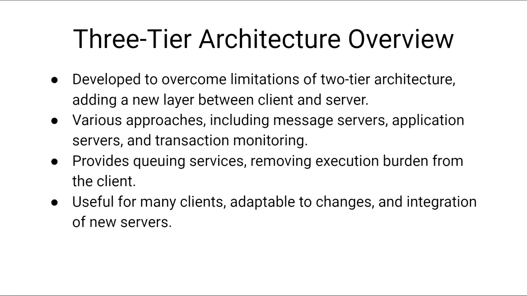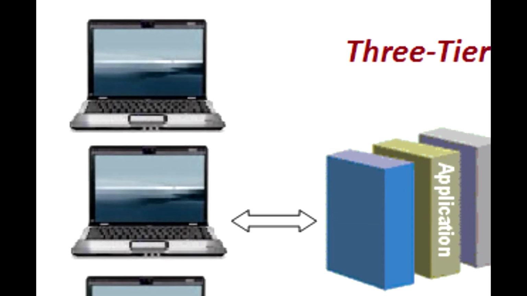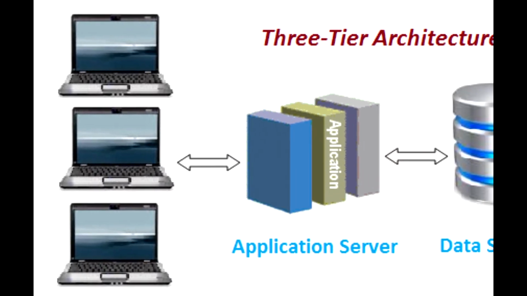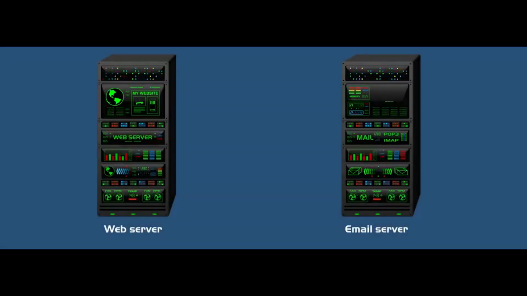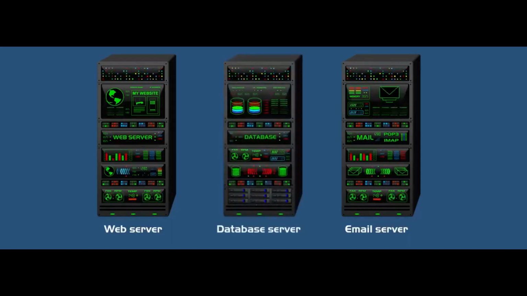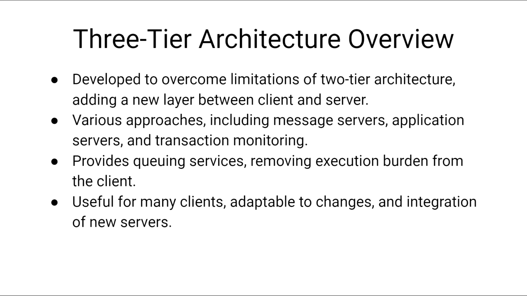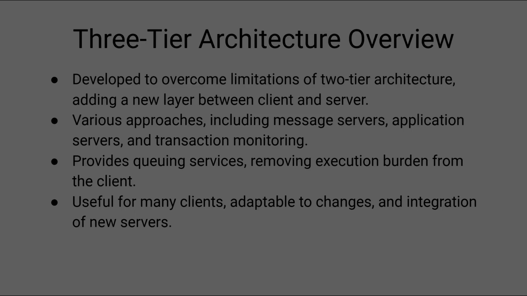Three-tier architecture overview. It is developed to overcome a limitation of two-tier architecture, adding a new layer between client and the server. There are various approaches on this layer, including message servers, application servers, and transaction monitoring. It provides queuing services, removing execution burden from the client. It is useful for many clients, adaptable to changes and integration of new servers.